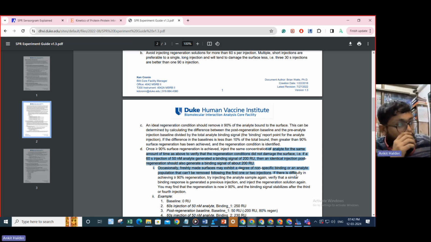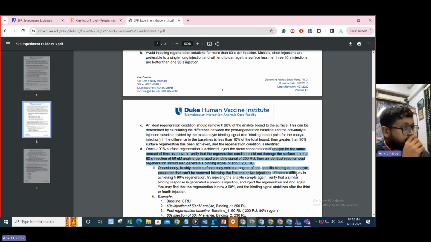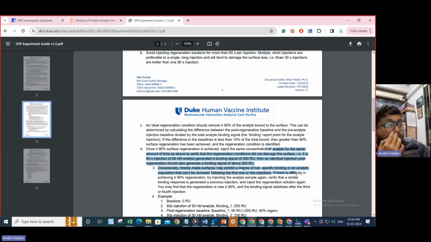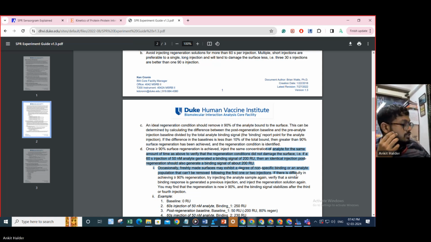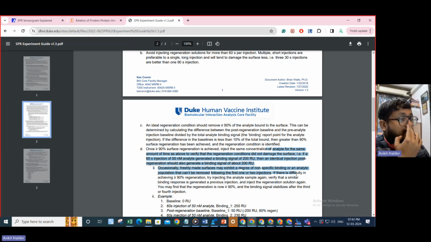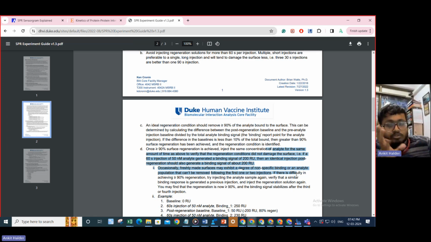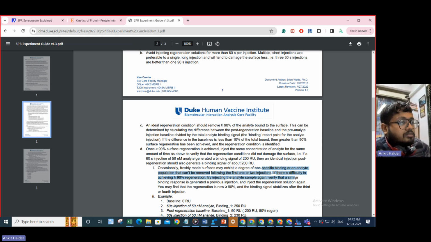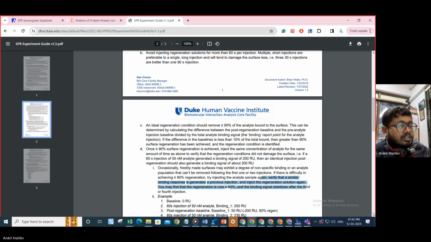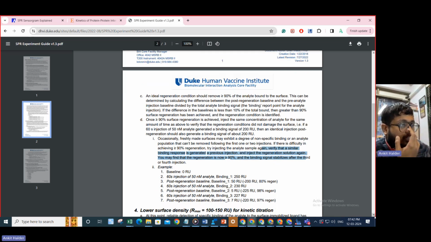For example, if a 60 second injection of 50 nanomolar analyte generated a binding signal of 200 RU, then an identical injection post regeneration should also generate a binding signal of about 200 RU, for the same concentration. The surface may exhibit a degree of non-specific population following the first one or two. If there is a difficulty, try injecting the analyte again and verify that a similar binding response is achieved. So baseline 0 RU, post-injection 250 RU, post-regeneration 50 RU, 80%, 5 RU, 97%.